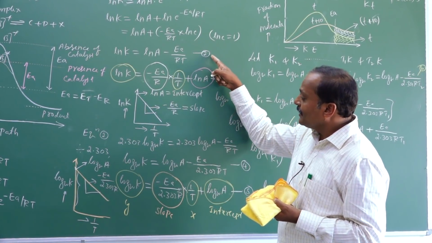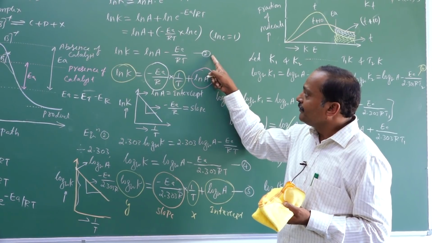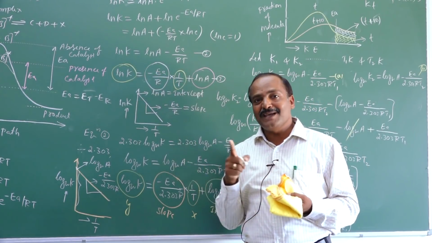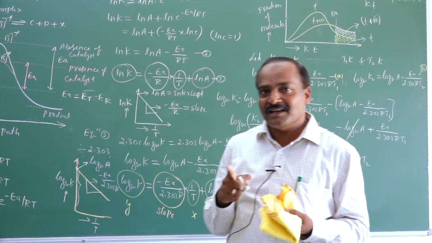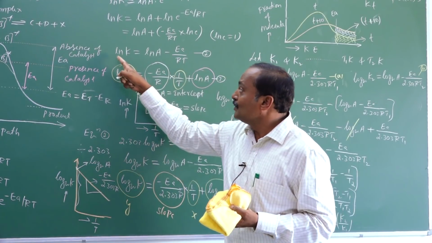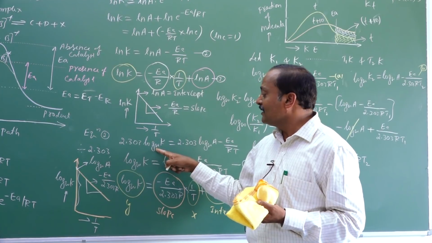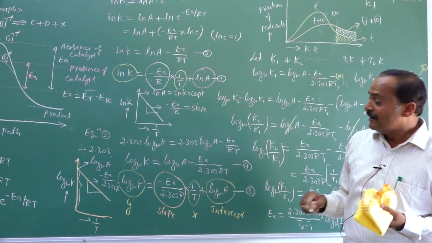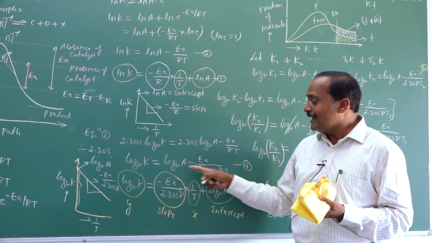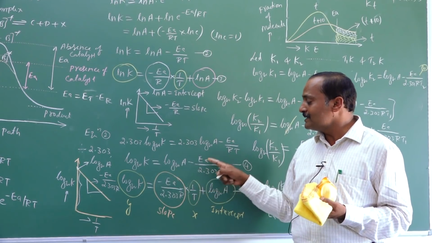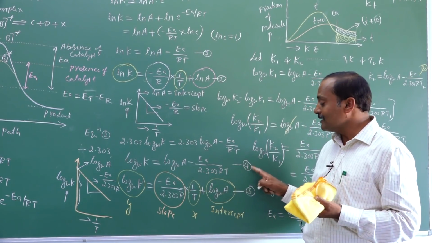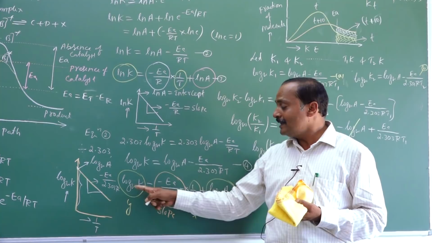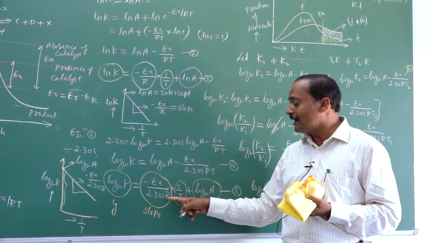Then equation 2, ln K is equal to ln A minus A by RT. Ln means log base e, which means 2.303 log base 10. That is, 2.303 log base 10 K is equal to 2.303 log base 10 A minus A by RT. Divided by 2.303, we get log K is equal to log A minus A by 2.303 RT. We call it equation number 4.